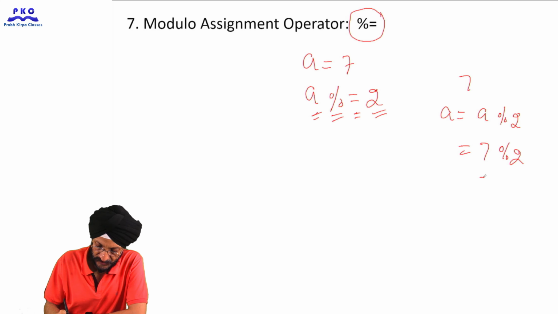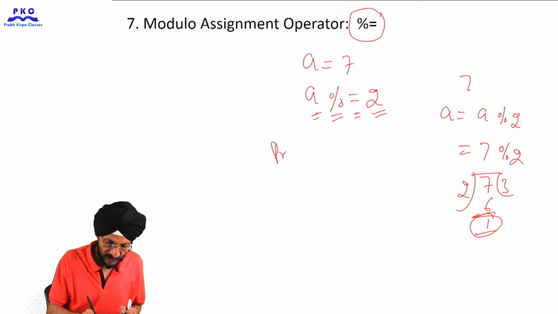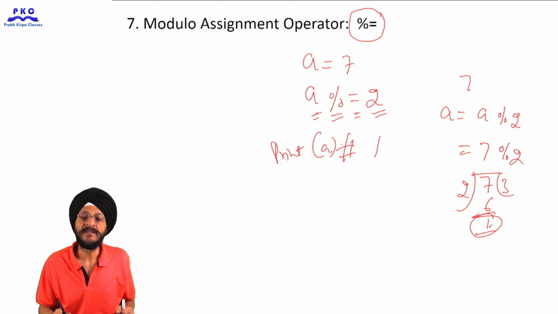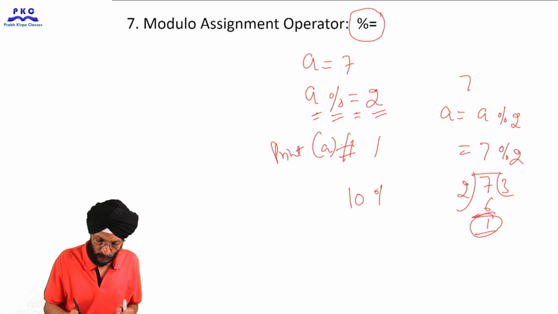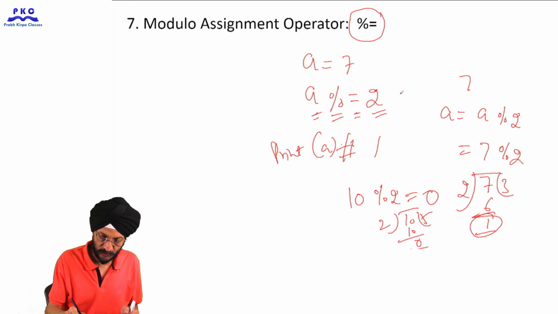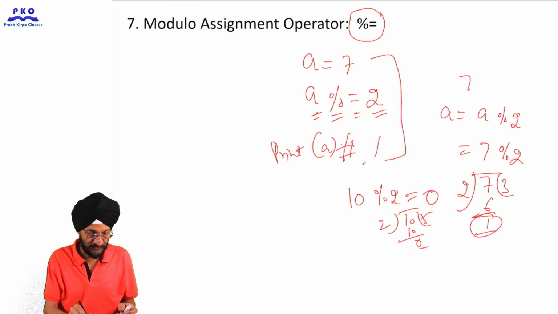Now here what will be the 7 modulo 2? Here again 7 is to be divided by 2. So it takes into consideration the remainder. Modulo operation returns the remainder. Here in this case the remainder is 1. If we take suppose 10 modulo 2, the remainder will be 0. But in case of here, the remainder is 1. So the output is 1.